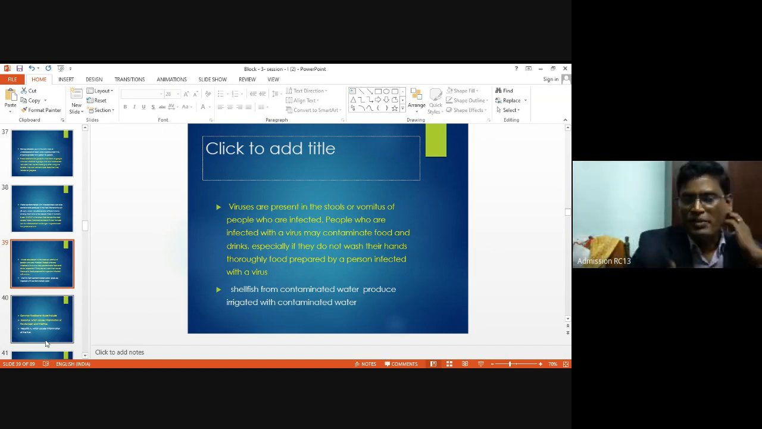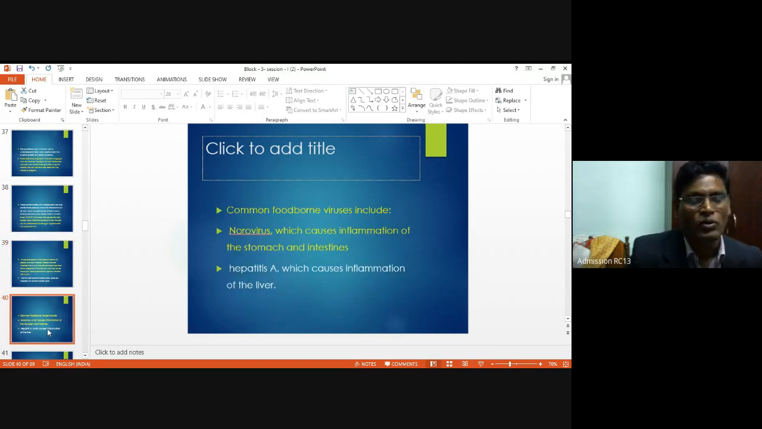So they become sources for the contamination of this food, and shellfish from contaminated water, and produce irrigated with contaminated water. The water contamination may also happen because of this mode of spreading of bacteria. Common foodborne viruses include norovirus, which causes inflammation of the stomach and intestines. So with norovirus contamination, one can experience this kind of symptoms. And hepatitis A, which causes inflammation of the liver in human beings.